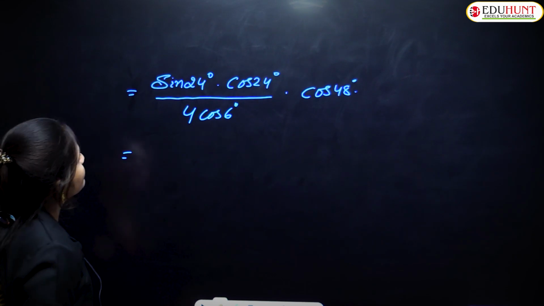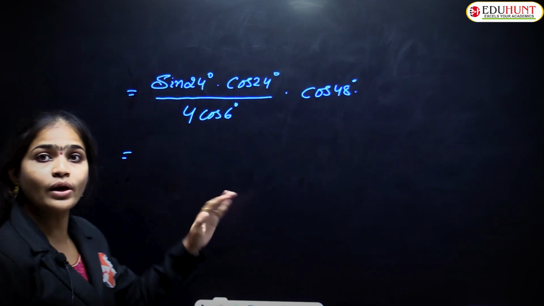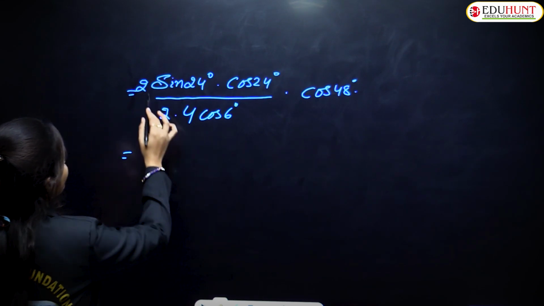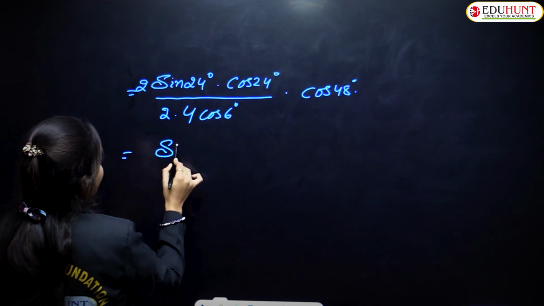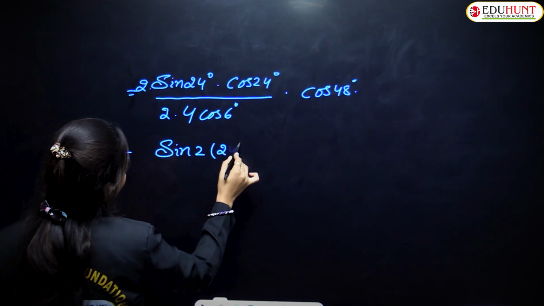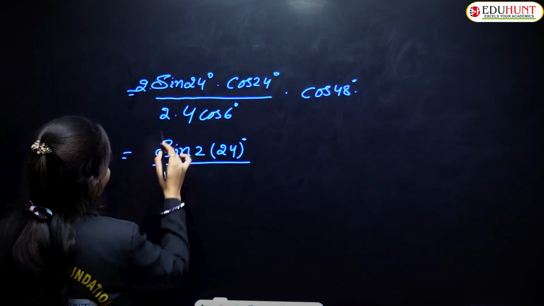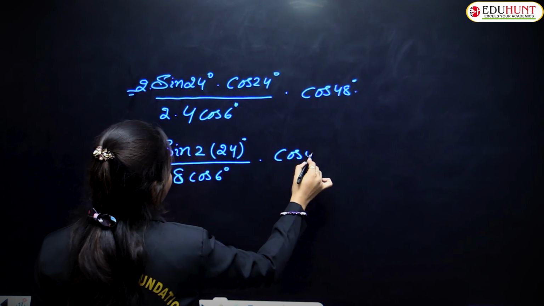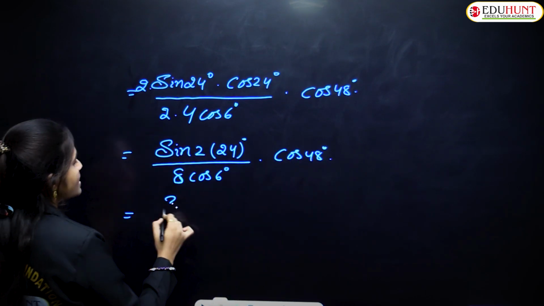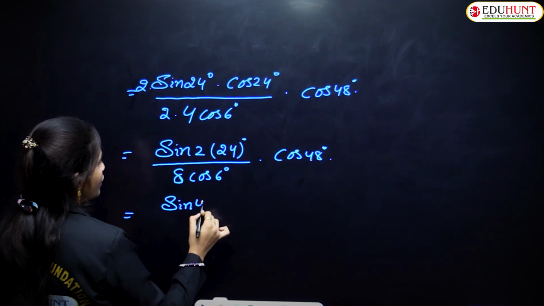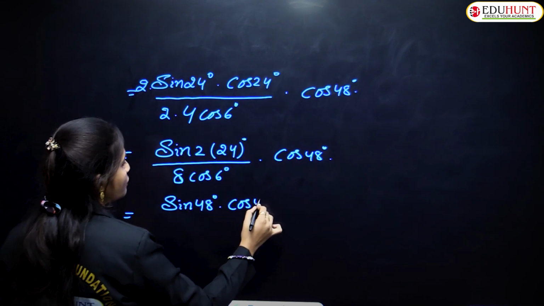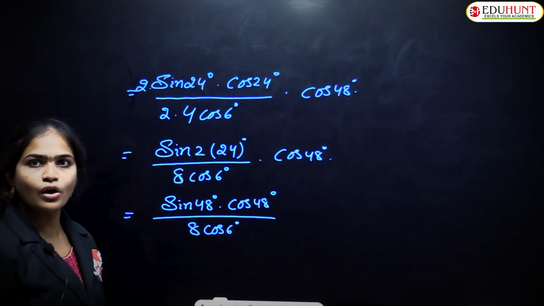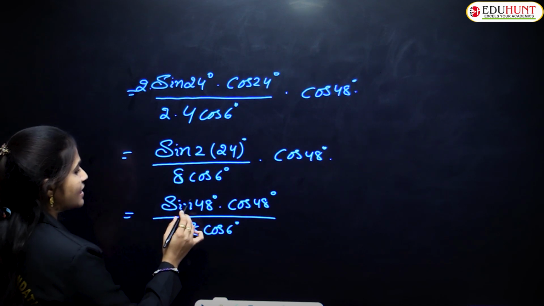From this one, again observe that sin theta cos theta is there. So again I want to divide and multiply both numerator and denominator by 2. So 2 sin theta cos theta is sin 2 theta, 2 into 24 degrees, whole by 2 into 4 is 8 cos 6 degrees into cos 48 degrees. So sin 2 into 24, which is sin 48 degrees into cos 48 degrees, whole by 8 cos 6 degrees.